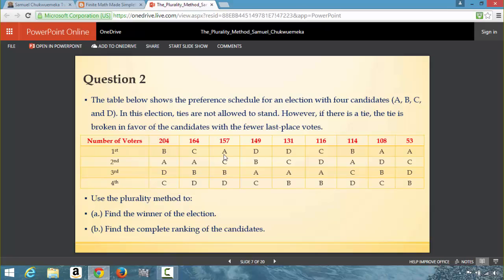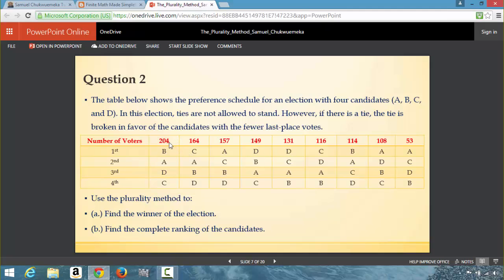So candidate A, let's find the first place votes. It's 157 plus 108 plus 53. Candidate B, first place votes will be 204 plus 114. Candidate C, first place votes will be 164 plus 116. Candidate D, first place votes will be 149 plus 131.